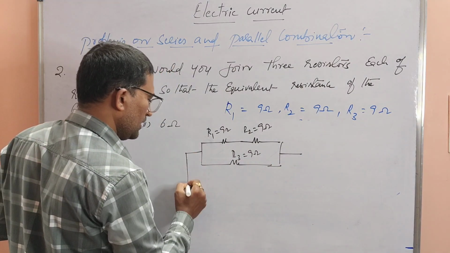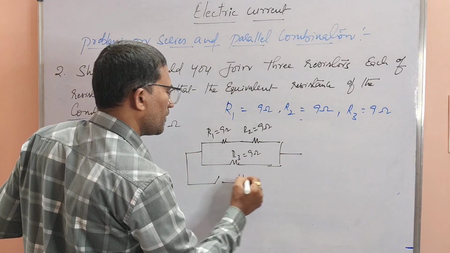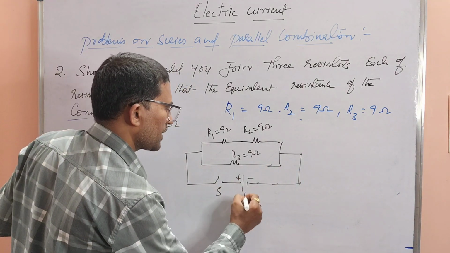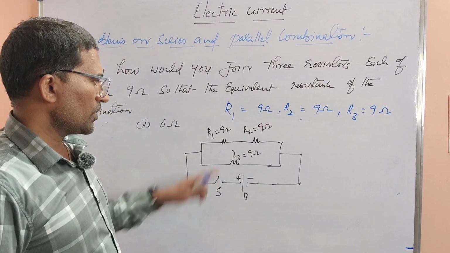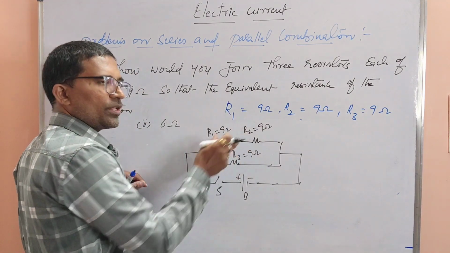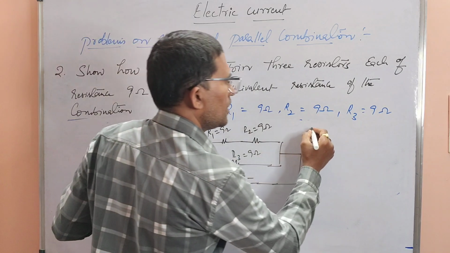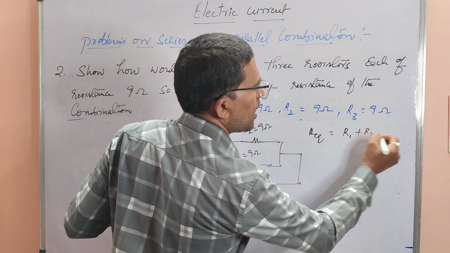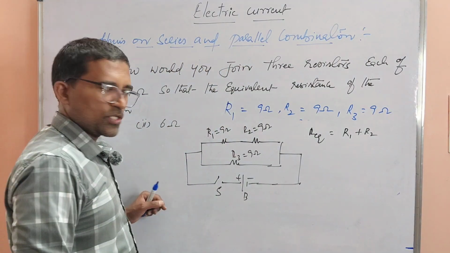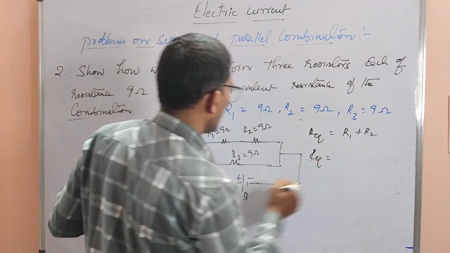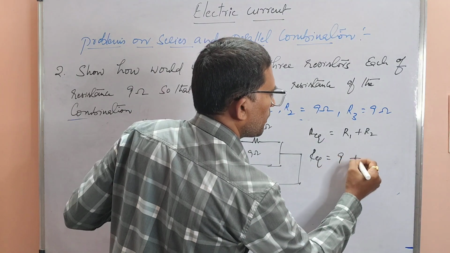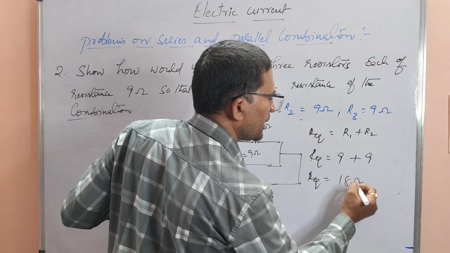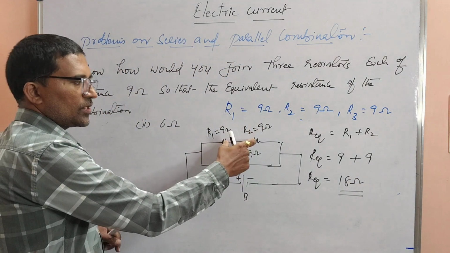If you want, you can connect one switch, and I am not giving any values to the battery or source of voltage. I am just mentioning this is a battery B and this is a switch. Now we connected these two in series combination. We have to calculate equivalent resistance here. So R equivalent is equal to R1 plus R2. I hope you all are getting my explanation. R1 is how much? 9 ohm, plus R2 is also 9 ohm. So R equivalent is 9 plus 9, how much? 18 ohm.